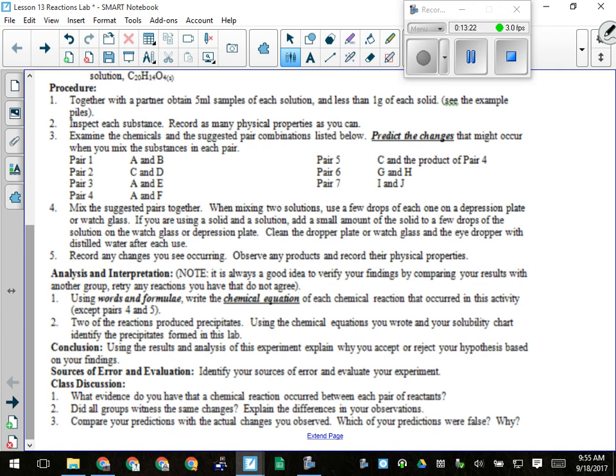The conclusions I've looked at so far were in general pretty good. People did a pretty good job of having a few sentences explaining why they accepted or rejected their hypothesis, and that's exactly what you should have. Sources of error and evaluation, 2. Figure out some sources of error that are inherent to the procedure. Not mistakes that were made, just things that maybe could be improved or make your life easier if you were to do it again.